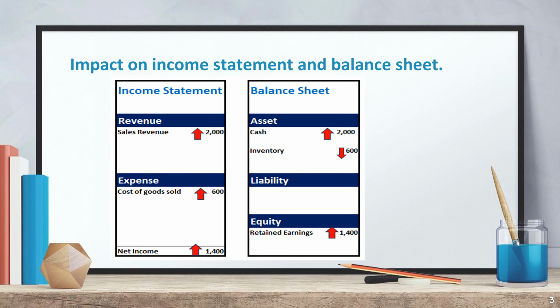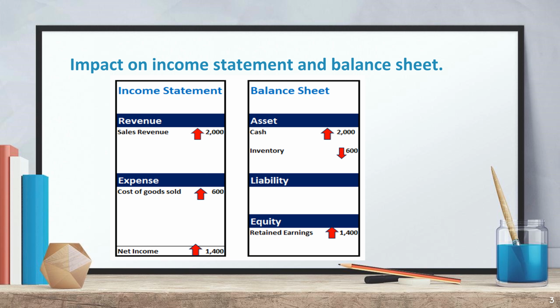Now, let's discuss the impact of this entry on both the balance sheet and income statement. The balance sheet is a snapshot of a company's financial position at a specific point in time. The journal entry we just made affects three key accounts on the balance sheet: cash, inventory, and equity.